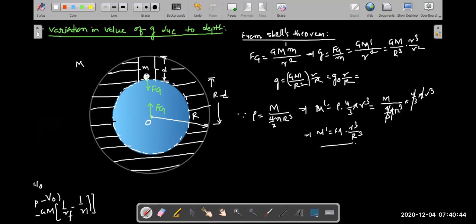But what do you know about small r? Small r is nothing but the separation between them. Here the separation between them is small r, but that is R minus d. So g naught into capital R minus d by capital R. So this is g naught into 1 minus d by R. This is how you write the expression for the value of g. Finally I'll say this as g d, the variation in acceleration due to gravity due to depth. I'll say that as g naught into 1 minus d by R.